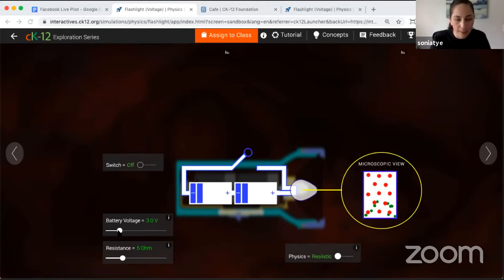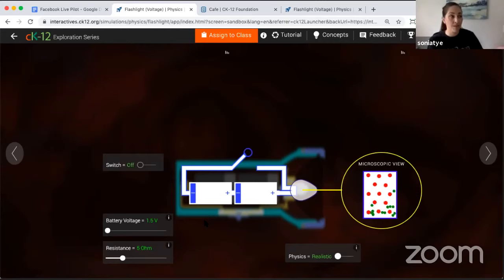So I am going to adjust here. This is called a slider, and it allows me to adjust the battery voltage. Now I had D batteries in my flashlight, and D batteries are about 1.5 volts. So I'm gonna scroll down to 1.5 volts. So now this is literally exactly the same model as my flashlight at home.